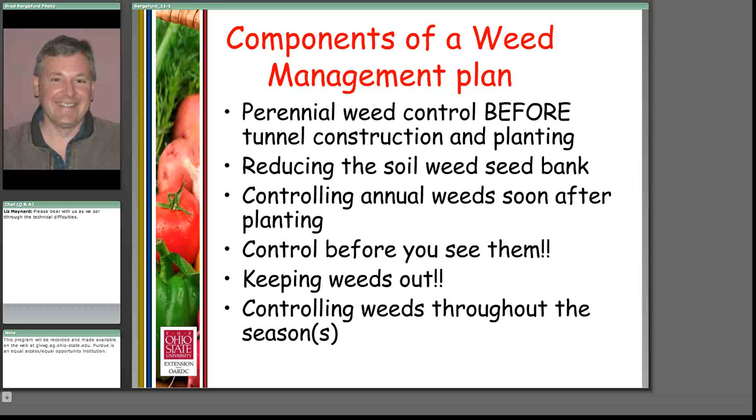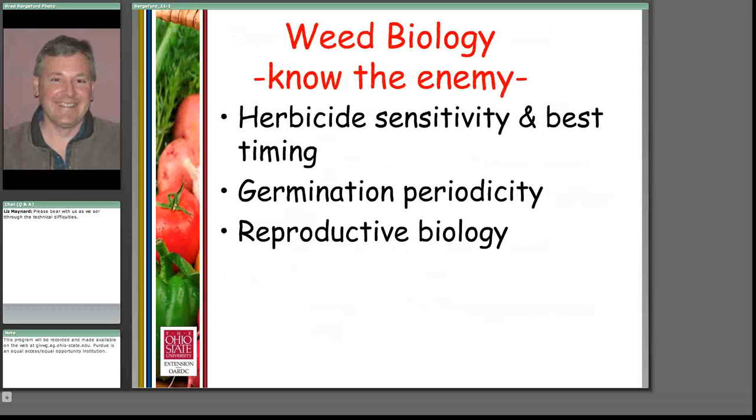And then controlling the weeds throughout the season and seasons. Many of us are doing high tunnel production on a year-round basis. Even here in the wintertime, we can have winter annuals that can be a problem in the tunnel. And so we want to make sure we don't slack on our weed control just because it's not the summer season, because we have another whole host of weeds that will cause us problems come wintertime.